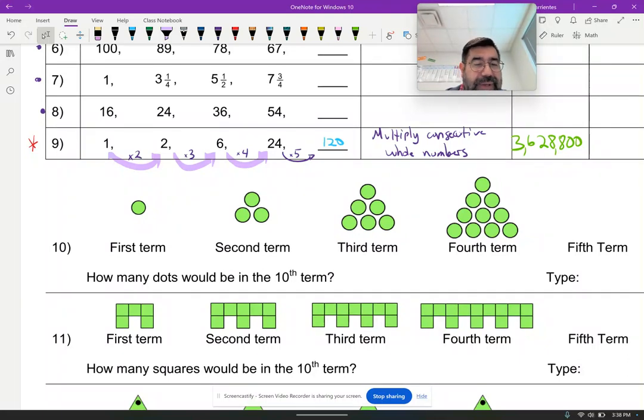In video number 3, we'll take a look at some patterns that have to do with shapes. And even with these patterns that use shapes, we can still maybe find a pattern with numbers, right? So what we're going to do with 10 and 11 is we're going to look to see, can we spot the pattern geometrically with the shapes? And then is there a pattern with the numbers? That's what we're going to look for.